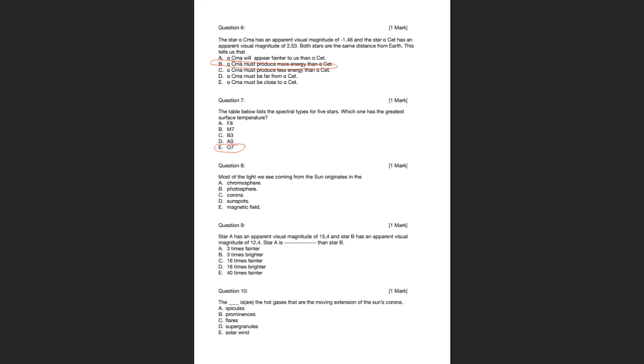Then question number 8. Most of the light we see coming from the sun originates where? Yes, you guys are correct. Most of the light we see originates in the photosphere.